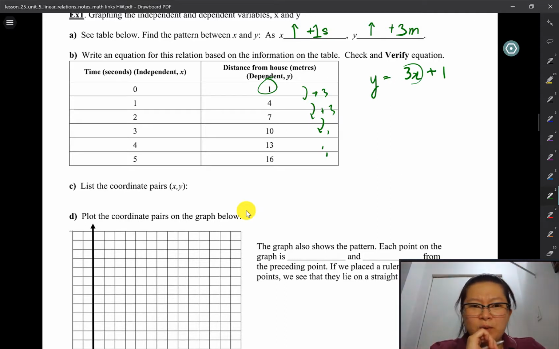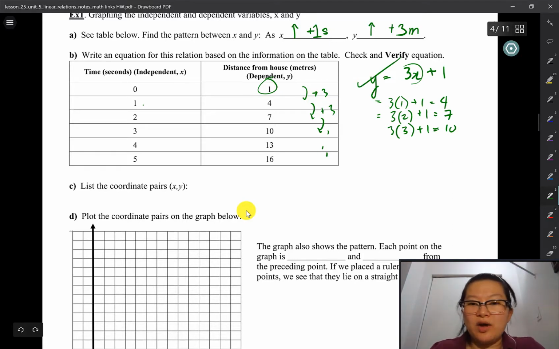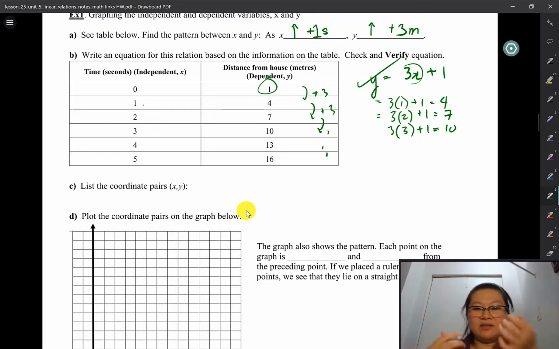Okay, you might be wondering, does it work for the next second? Well, let's try it out. If x is equal to 1 for 1 second, then we get 3 times 1 is equal to 3, plus 1 is equal to 4. Hey, that works. Let's try for the next one. 3 times 2 plus 1 is equal to 7. Okay, there seems to be a good pattern here. This checks out. This works. So that's our equation for this dependency.